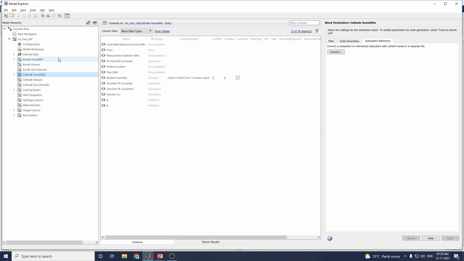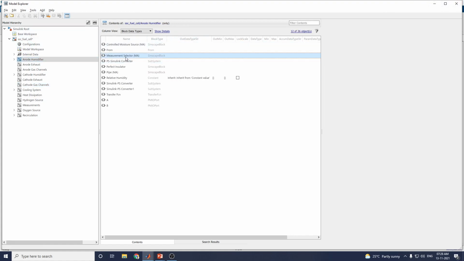Once you see the contents of this fuel cell Simulink example, each and every node it shows. Also you can edit the block with this block parameter. We can set this subsystem settings also. Also you can convert a subsystem to a reference subsystem with content saved in a separate file by using this model explorer. Like Simulink result explorer, it is an interactive analysis explorer for each and every model of this Simulink block.